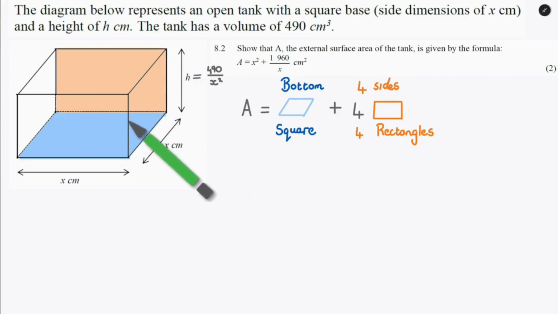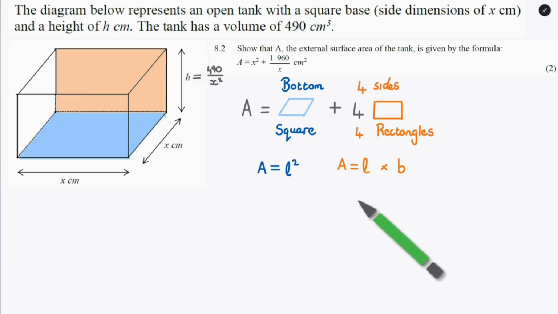We've got this rectangle here on the side, this one on the other side, and then we've got the front one, and we've got the back one. Luckily, these 4 rectangles have the exact same dimensions because the bottom is a square. So the length and the breadth of each rectangle is the same, so I can just say 4 times 1 rectangle. Okay, so the area of a square is just length times length. The area of a rectangle is length times breadth.